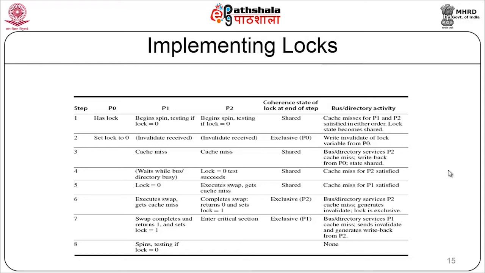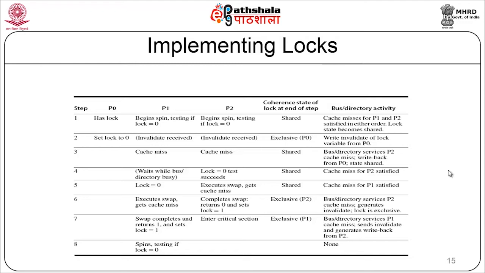And then P1 and P2 are continuously trying to gain access to this lock. So there is a cache miss happening. One of them gets the service satisfied. So the cache location goes to the shared state. So the service happens, let us assume, to P2 and write back from P0, and the state becomes shared. And then P1 waits while the bus directory is busy. P1 request has still not been satisfied.